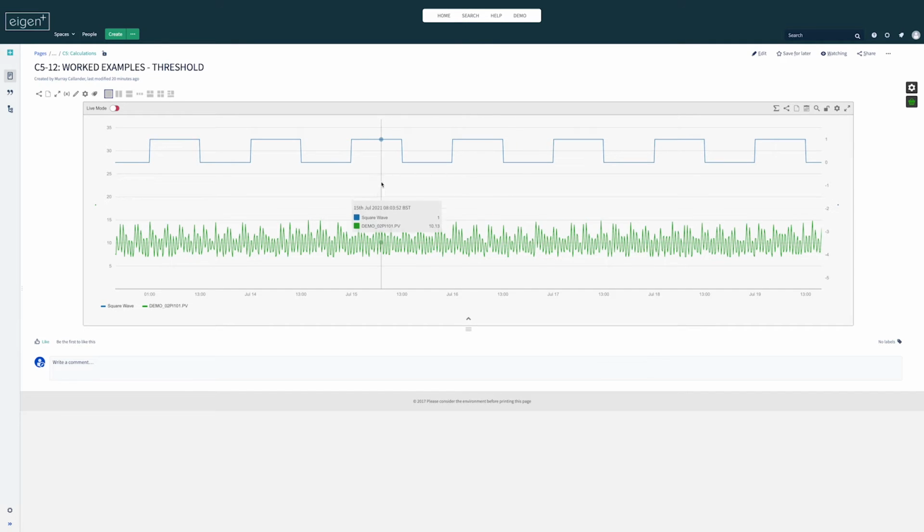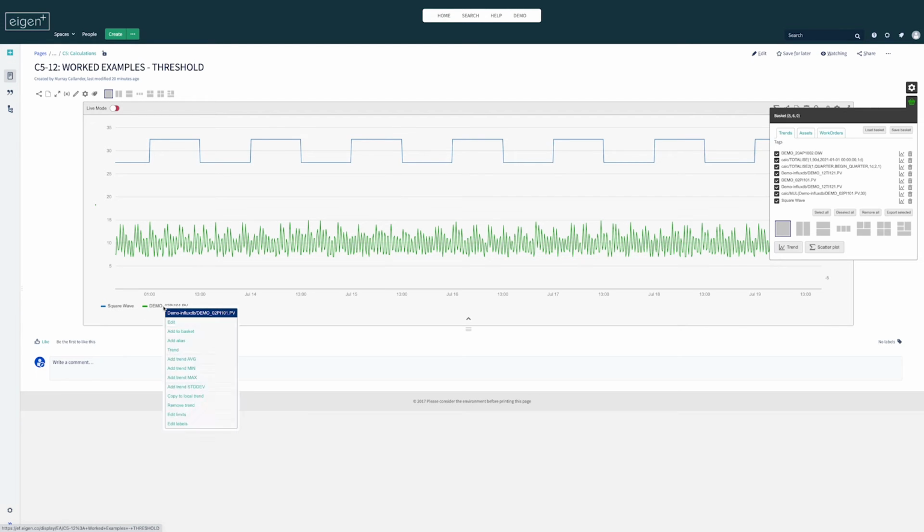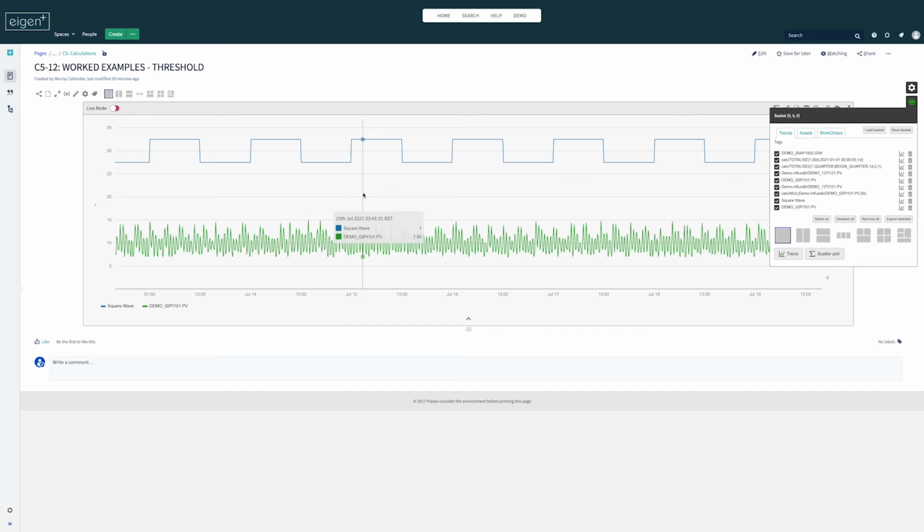So the use case for this might be that you have a single flow meter but two different pumps, say, and what you want to know is the flow when only pump A was running. So let's imagine that the square wave could represent a running signal. What we're going to do is add them to our basket to make it easy again to create this calculation.